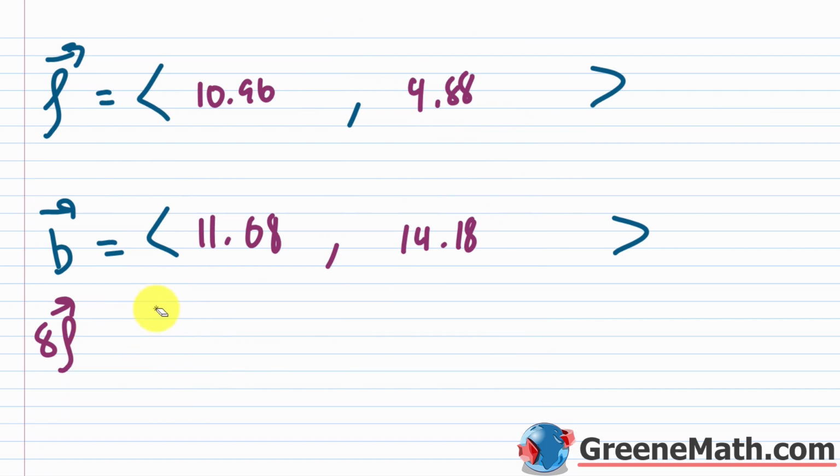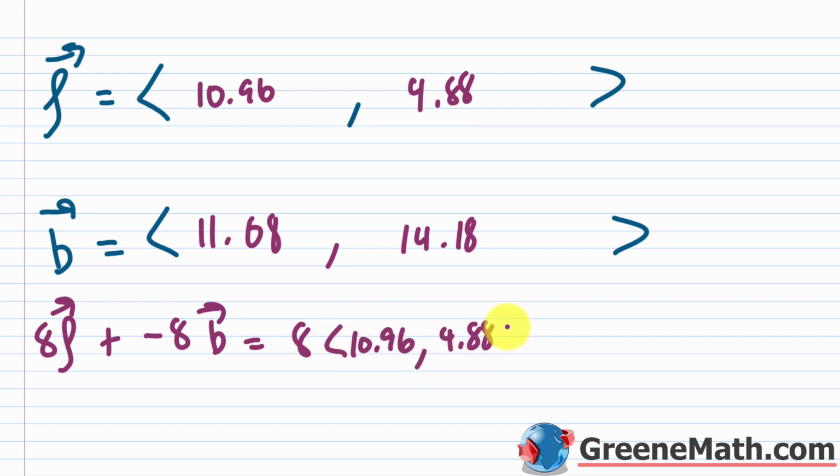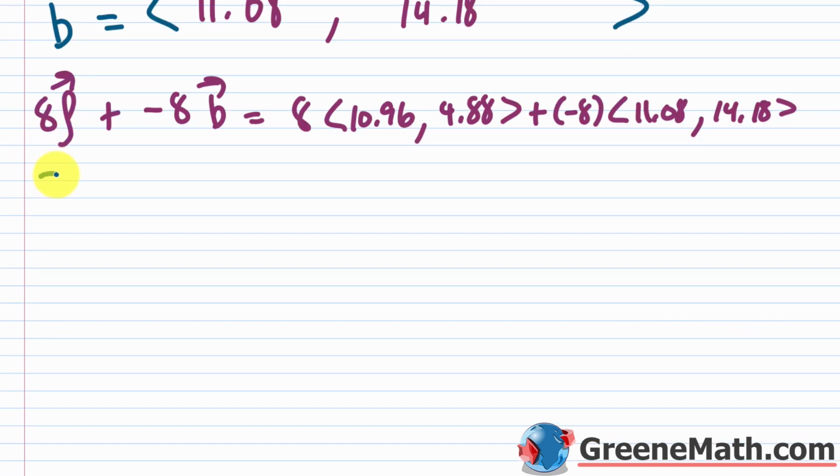So actually, let me write this a little bit better. So plus, you'll have negative 8 times your vector b like this. So this would be 8 times this guy right here. So you have your 10.96, and then your 4.88 as your components. And then you'd have plus, you have your negative 8, and then times this guy. So you're going to have your 11.08, and then your 14.18 as your components. So let's put equals here.